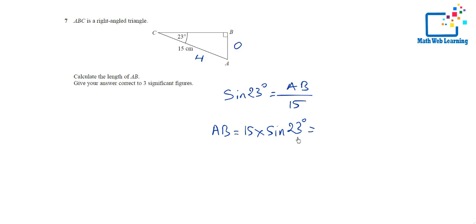You do that and you get the answer to 3 significant figures. I'm going to ignore the digits displayed by the calculator for now and go straight to the rounded figure, so that's going to give me 5.86 to 3 significant figures. All right, that's the answer. Next question is question 8.